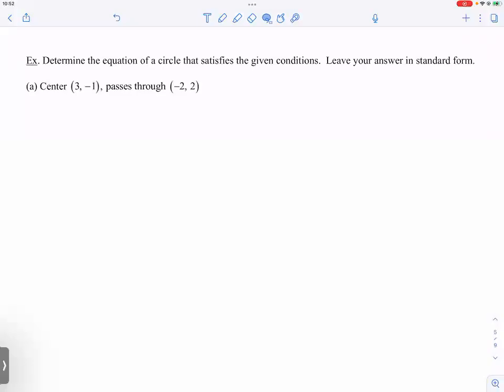So the next part is how to write these equations, given the information here. So we have the center, we have the point. So we say, all right, can you write the equation? I'm going to write down the form again. So we have (x minus h) squared plus (y minus k) squared equals r squared. If we are given a center, that means we have the h, we have the k. We have these two numbers already. Life is good.